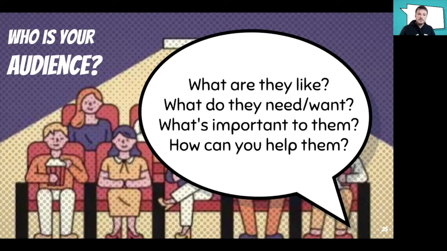So from that, once you understand what they need, what's important to them, and how you can help them, then it becomes so much easier to start building a story that really touches on those three items.